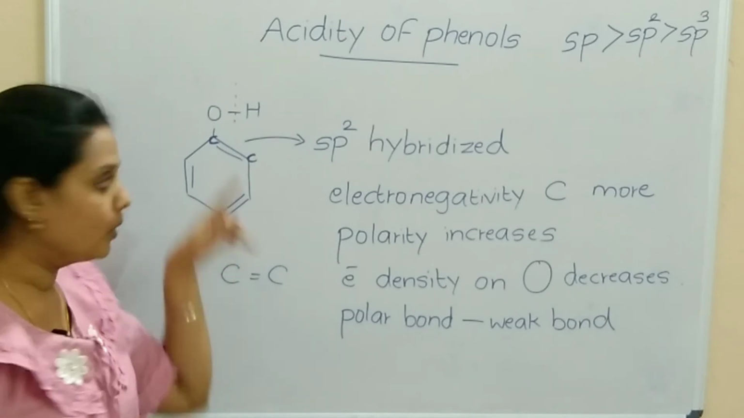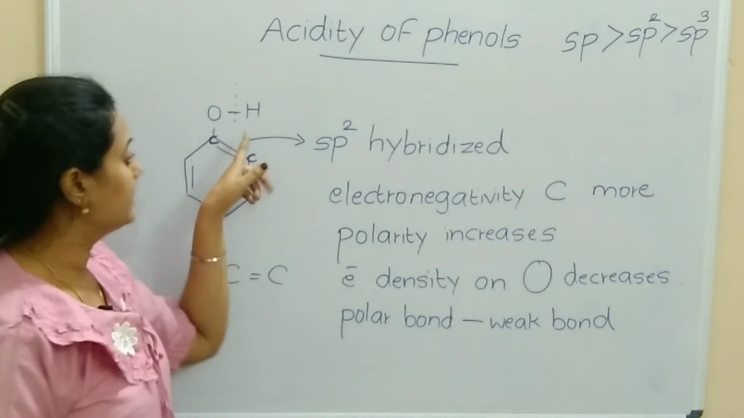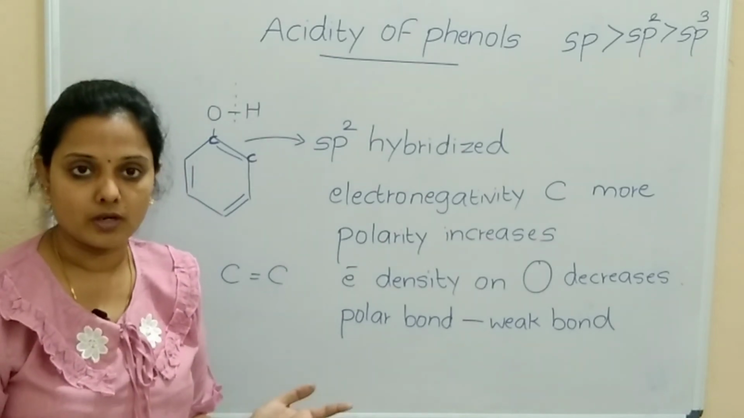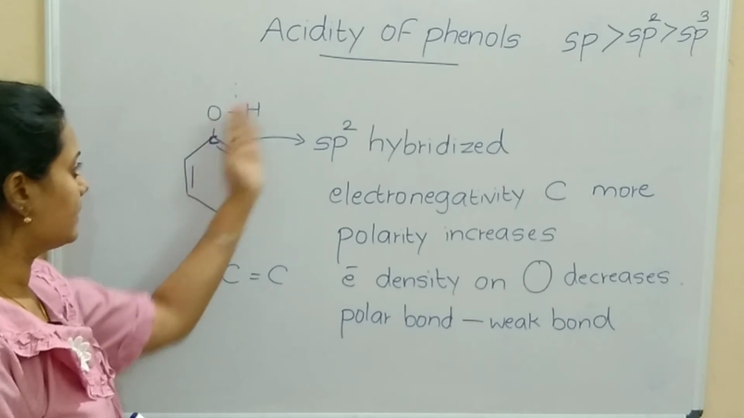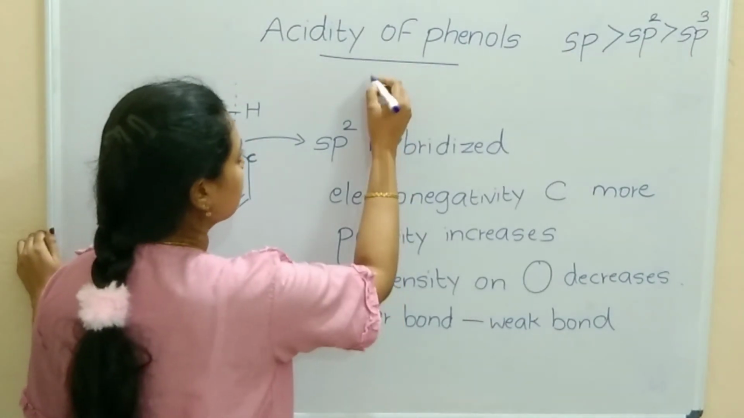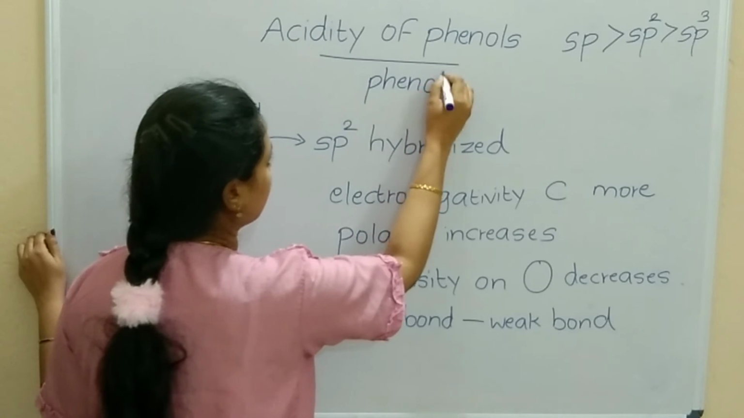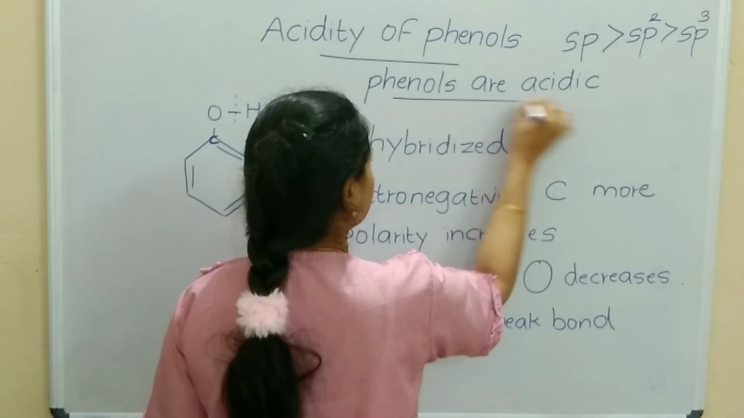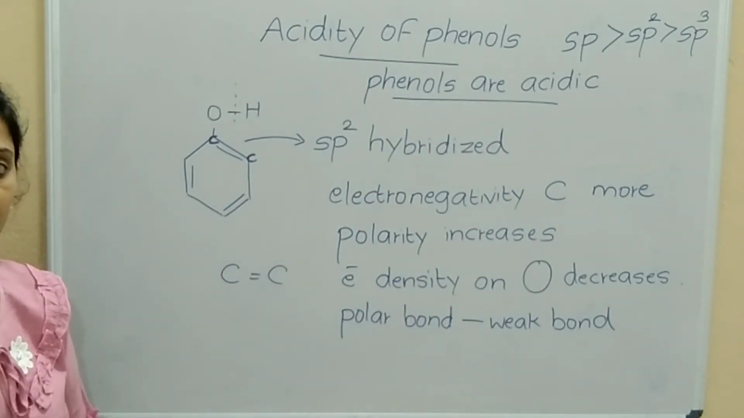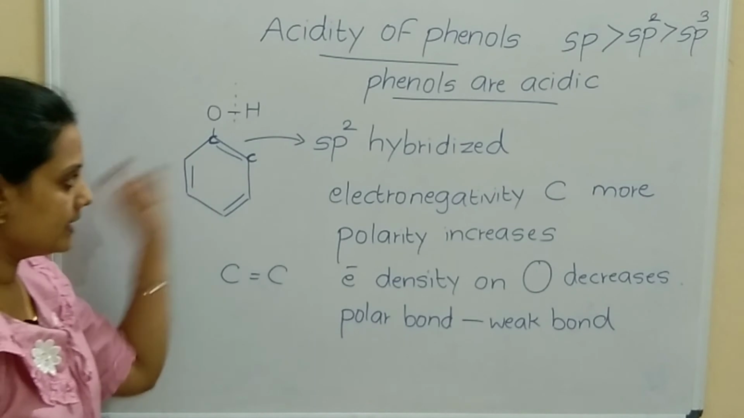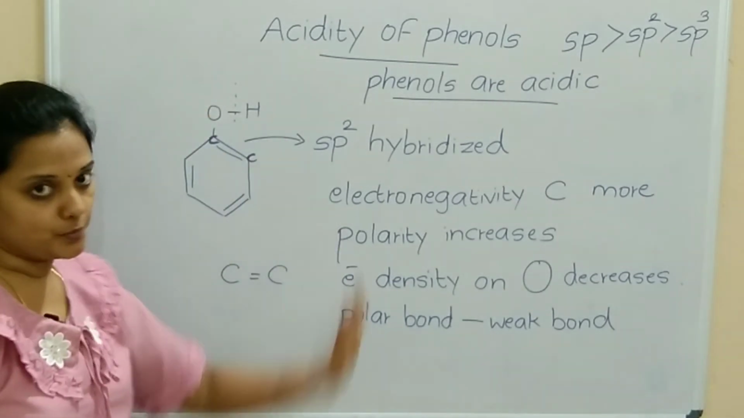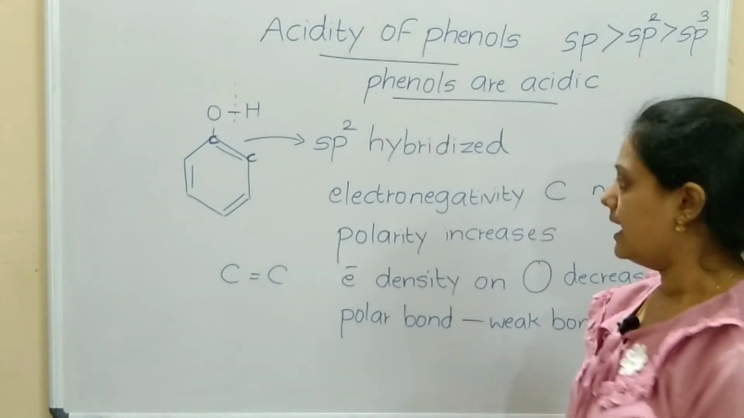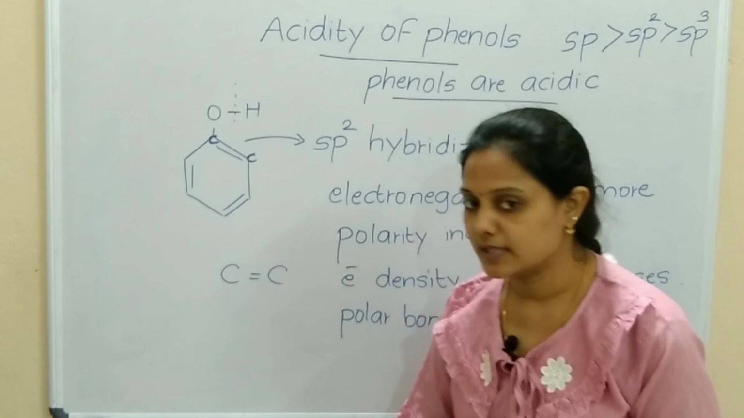If the OH bond is broken, H will be released, since O is attached to the ring. A substance which releases hydrogen is acidic in nature. So H is released, therefore phenols are acidic in nature. The carbon to which the OH group is attached has a double bond, so it is sp2 hybridized, and the electronegativity of that carbon is more.